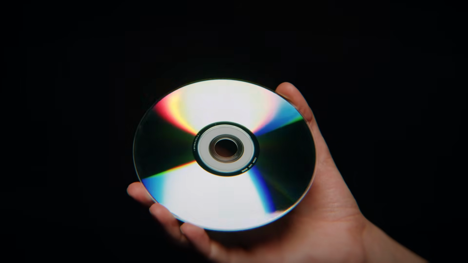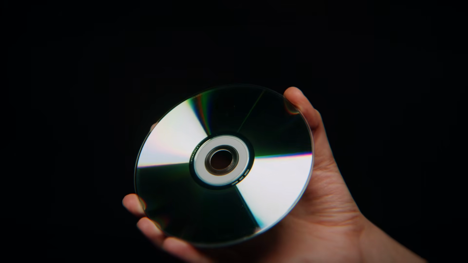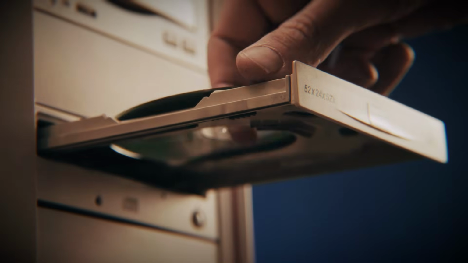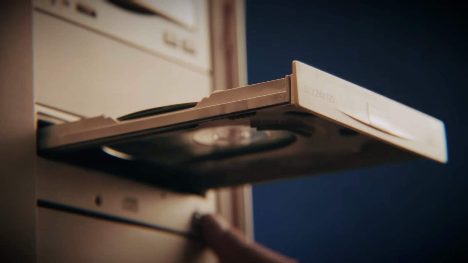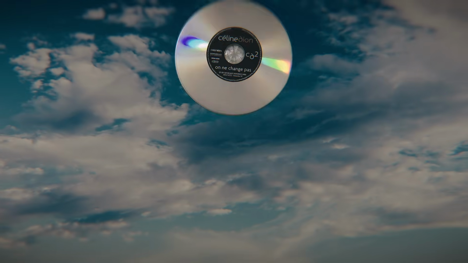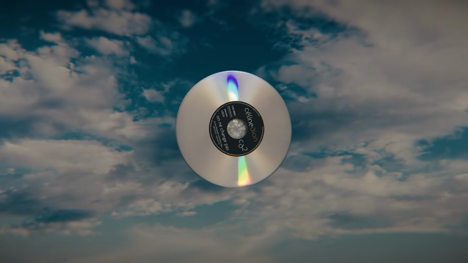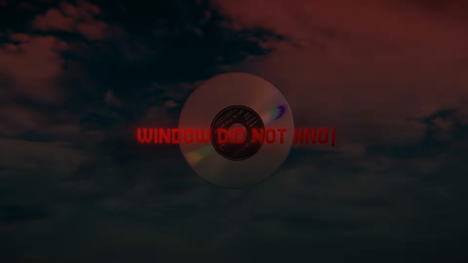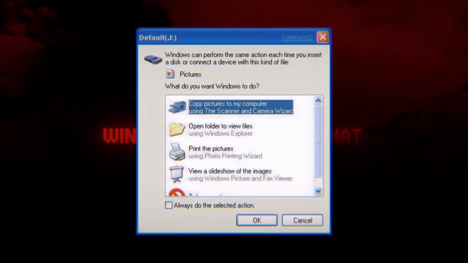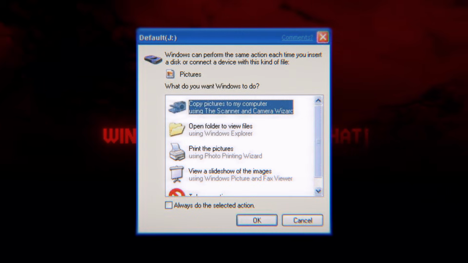What the XCP incident demonstrated was not just a corporate misstep. It showed that the Auto Run trust model had no boundary condition. A music CD was not supposed to be a software delivery mechanism. But Windows did not know that. Physical insertion was physical insertion.